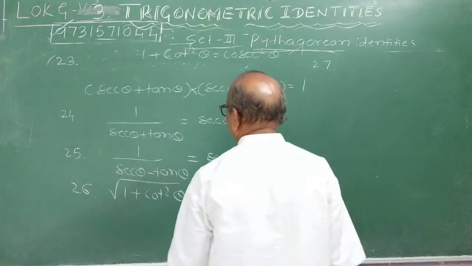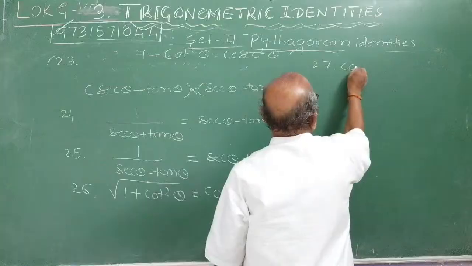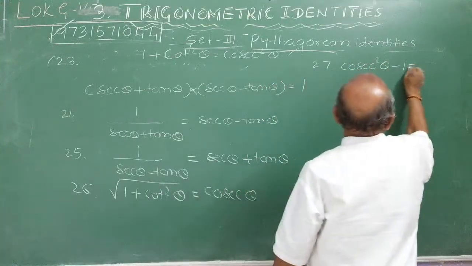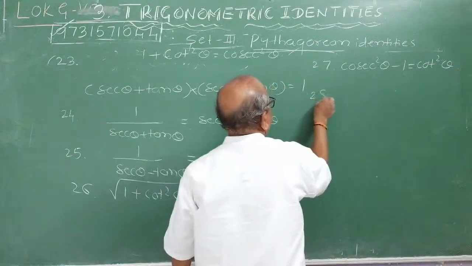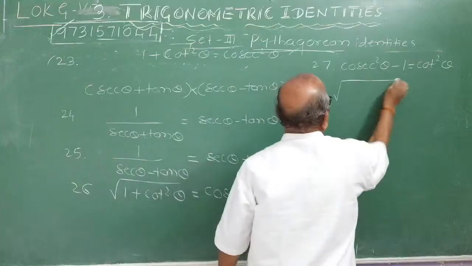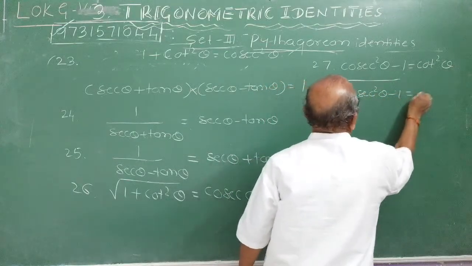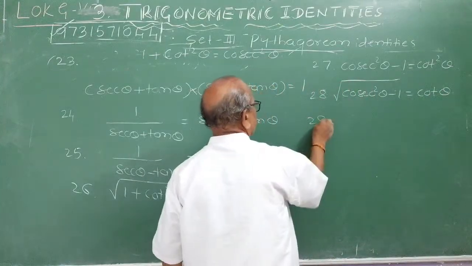27th. Again you take now 1 to the right. What do you get? Cosec square theta minus 1 is equal to cot square theta. 28. Take the square root. Root of cosec square theta minus 1 is equal to cot theta. 29.